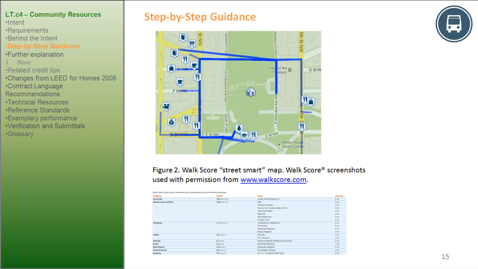Here is another image, Figure 2, showing the Walkscore Street Smart map. Walkscore screenshots used with permission from www.walkscore.com. You can see here that there are lots of community resources coming from the project site, and below is also the list of the community resources category and the distances from the project site.